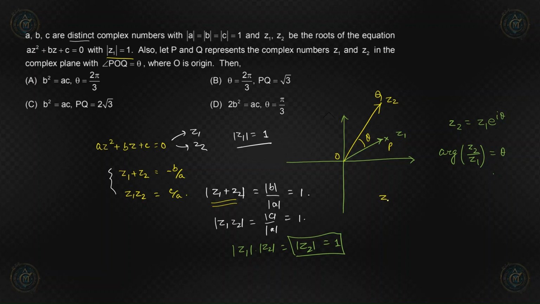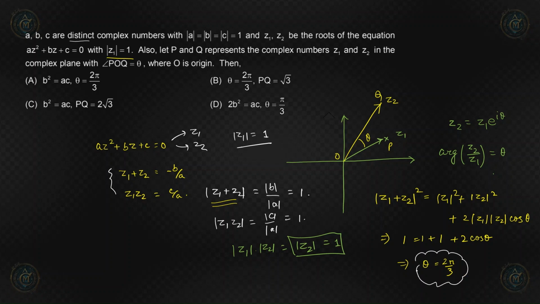We can say mod of z1 plus z2 whole square will be nothing but mod of z1 square plus mod of z2 square plus 2 times mod of z1 times mod of z2 times cos of angle between them, right? Angle between them is theta, so cos of theta. So we can substitute the values here. We have 1 equal to 1 plus 1 plus 2 into cos theta, right? So we have cos theta equal to minus half from here. So theta is equal to 2 pi by 3. Okay. So that means theta is equal to 2 pi by 3.